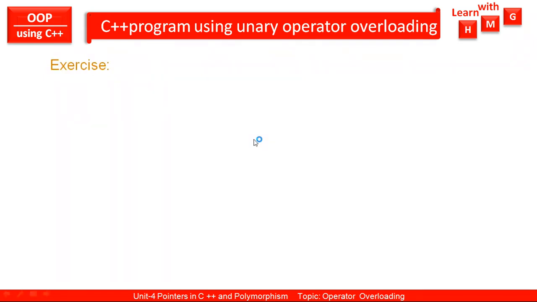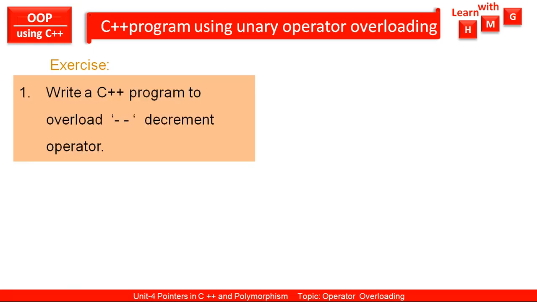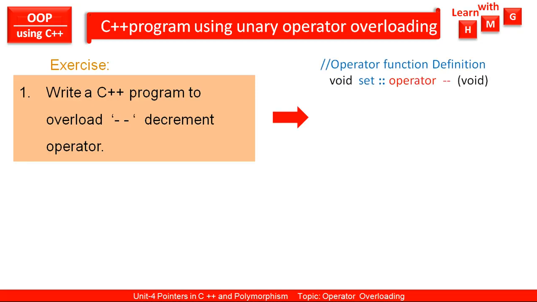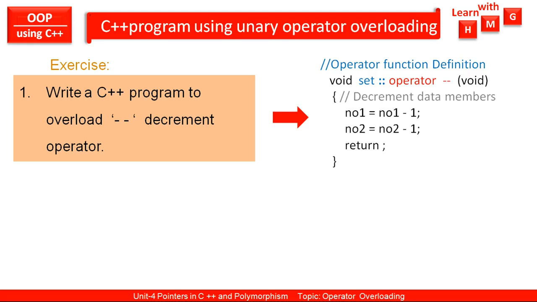Now based on this program you can write your own program as an exercise. I have explained how to overload the increment operator. On the same lines you can write a C++ program to overload the decrement operator, and the only change will be like this. The operator function will be operator minus minus, and in the body of the function you will decrement the data members like this: no1 is equal to no1 minus 1 and no2 is equal to no2 minus 1. So like this you can easily write a simple C++ program to overload the decrement operator.